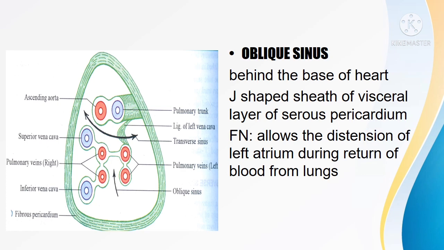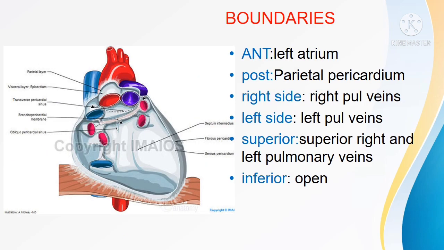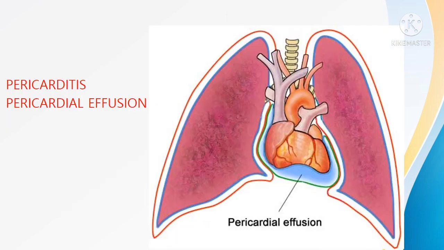It is a J-shaped sheath of the visceral layer of the serous pericardium. Its function is that it allows the distension of the left atrium during the return of blood from the lungs. Boundaries of the oblique sinus: anteriorly the left atrium, posteriorly the parietal pericardium, on the right side the right pulmonary veins, on the left side the left pulmonary veins, superiorly the superior right and left pulmonary veins, and inferiorly it is open.